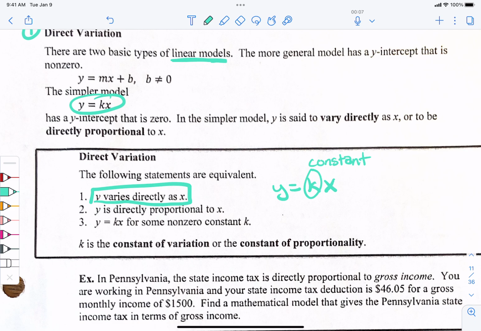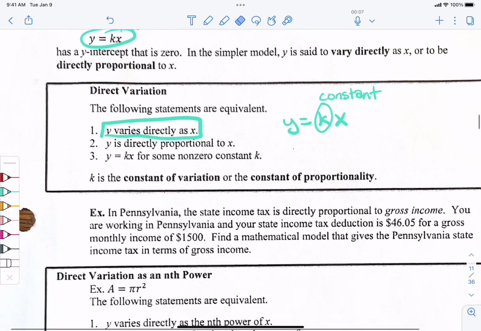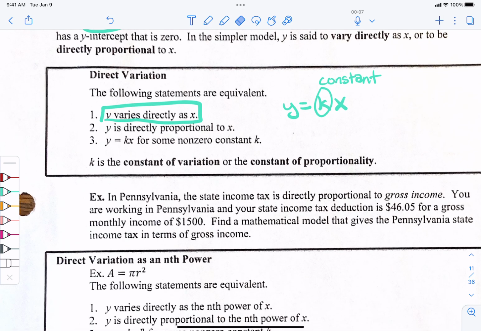Now, if they use the wording instead, y is directly proportional to x, that means the same thing, or y equals kx for some non-zero constant k. All of those mean directly proportional or direct variation.